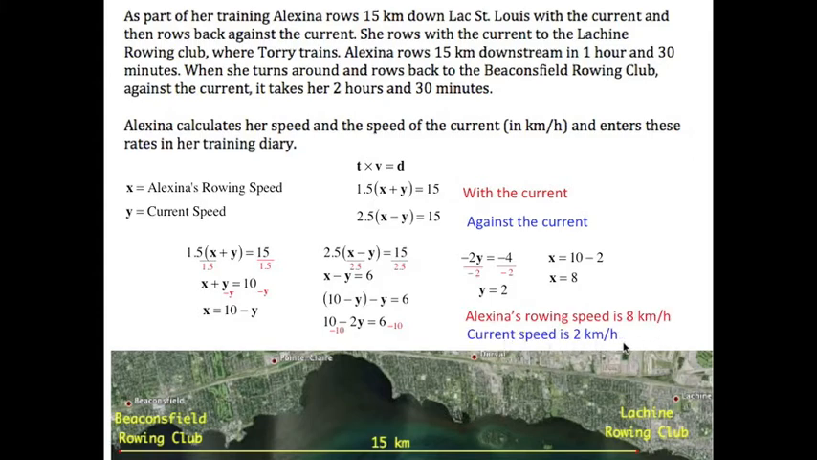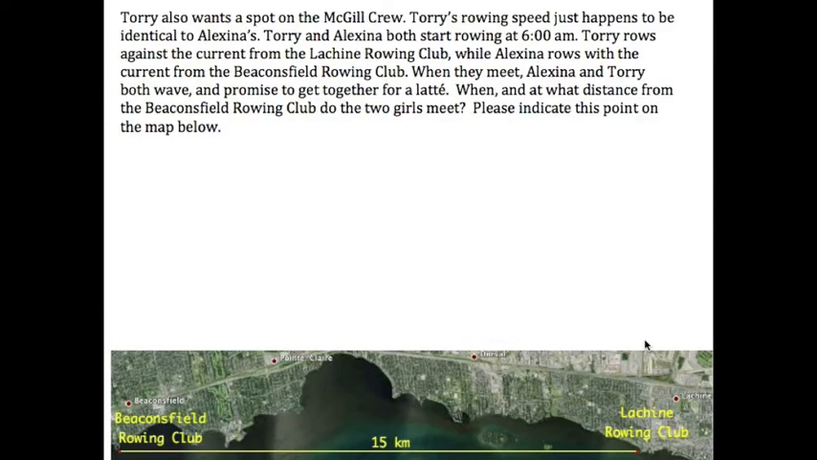The next step: we were told that Tori also wants a spot on the McGill crew. Tori's rowing speed just happens to be identical to Alexina's. Tori and Alexina both start rowing at 6 a.m. Tori rows against the current from the Lachine Rowing Club, while Alexina rows with the current from the Beaconsfield Rowing Club. When they meet, Alexina and Tori both wave and promise to get together for a latte. When and at what distance from the Beaconsfield Rowing Club do the two girls meet? Please indicate this point on the map below.